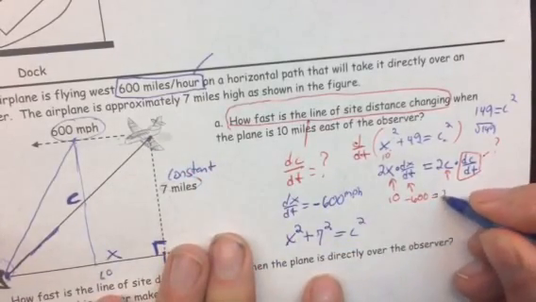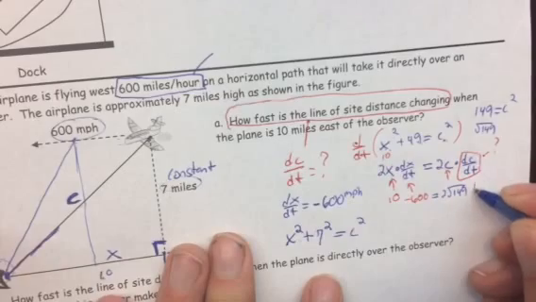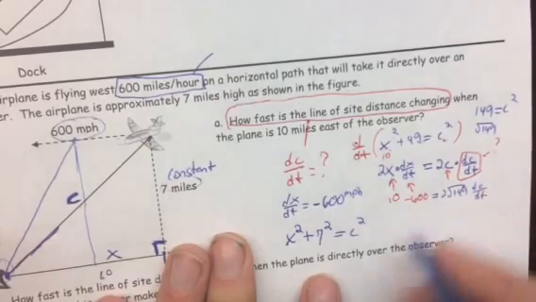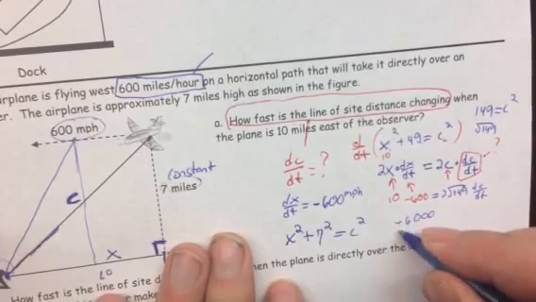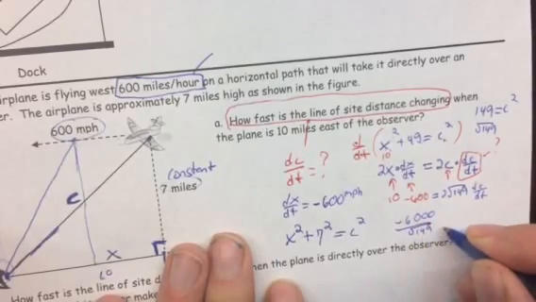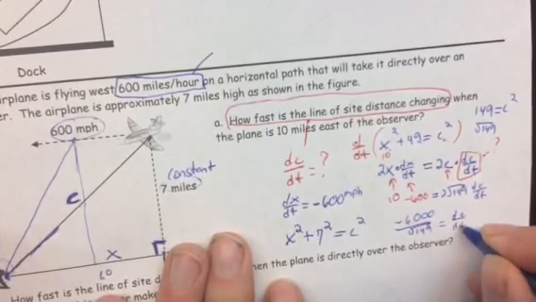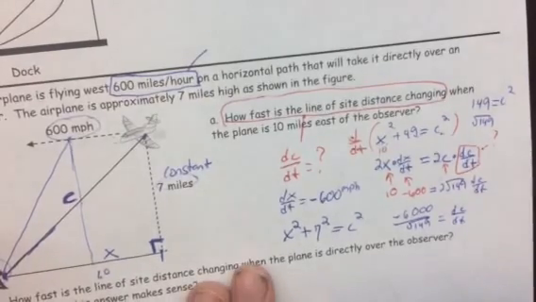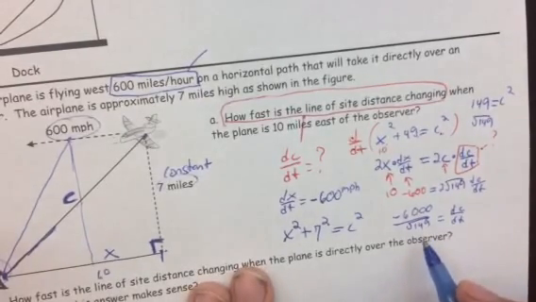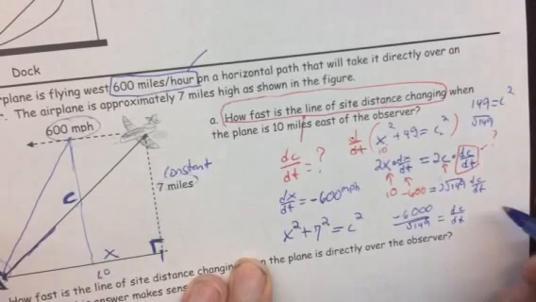So 2 square root of 149 dc/dt. And when we divide, we get negative 6,000 divided by square root of 149 equals dc/dt. Do I have a calculator with me? I don't, but I have the answer key, and I assume that when you divide it, it will come out to be negative 30.188.